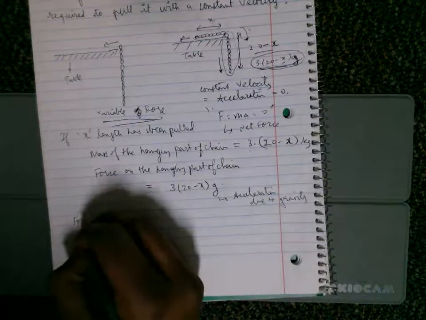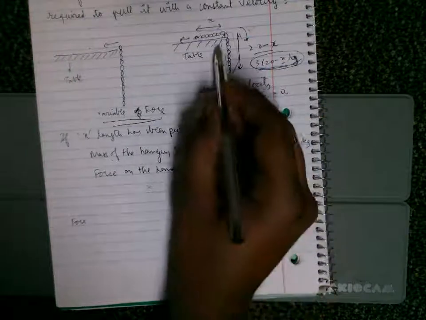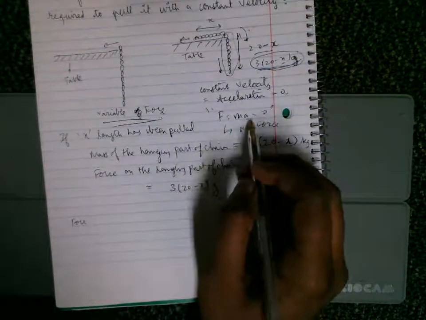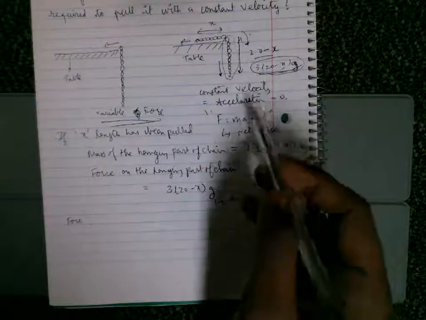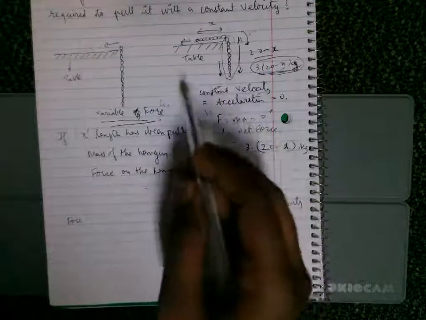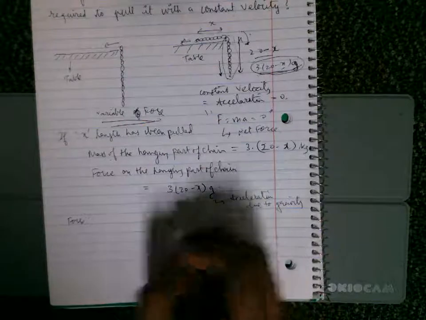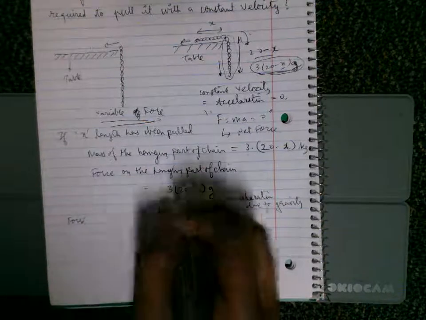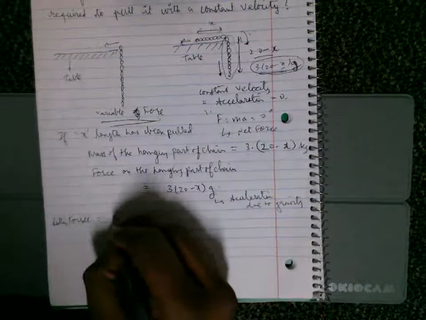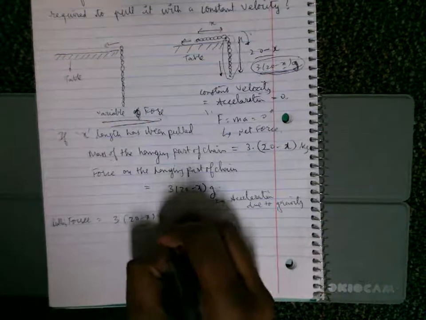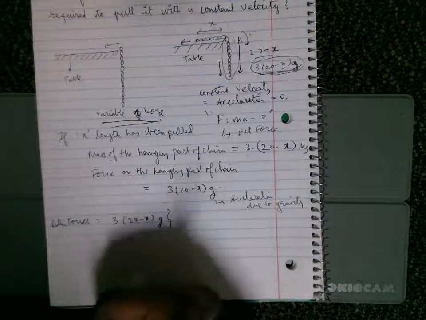Therefore the force applied on this chain has to be exactly equal to this. If it is greater, then there will be some net force, which amounts to some net acceleration, and the velocity won't remain constant, it will increase. So if we want to pull it with a constant velocity, then the pulling force should be exactly equal to 3 times 20 minus x into g. So this gives us a variable force depending on the length we have pulled, right?